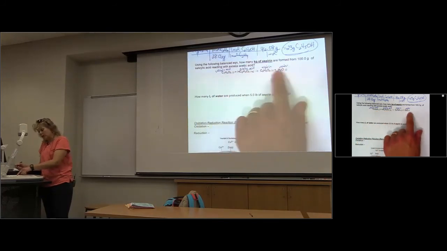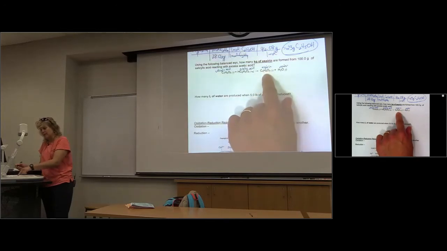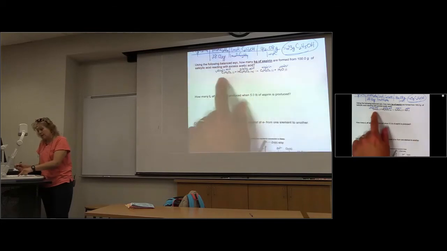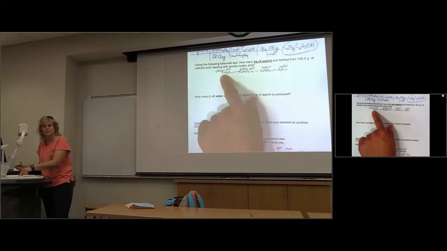And you knew water. You should have known this was aspirin because it's being what? Produced, formed. So then that would only leave this one left over to be salicylic acid. So that's by process of deduction. You should have figured that out.